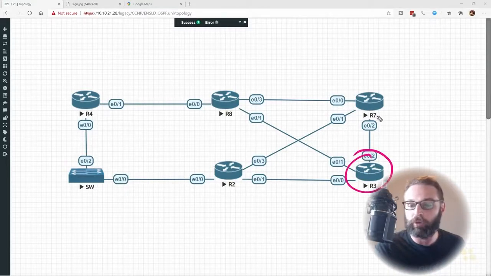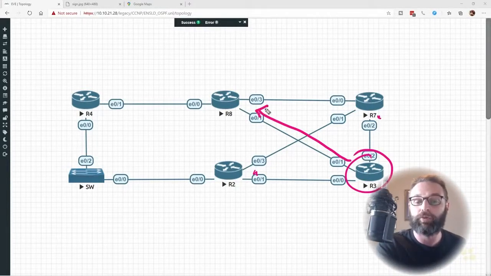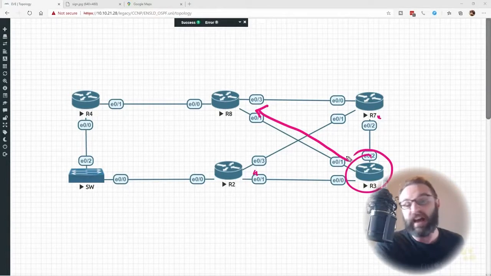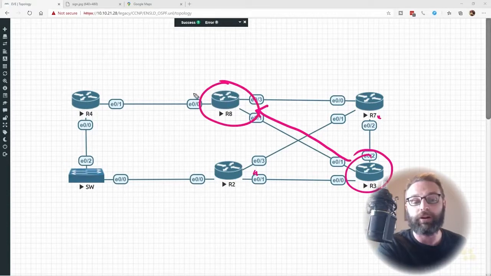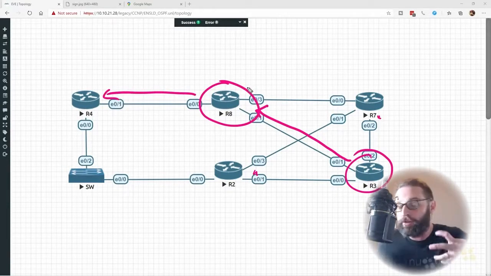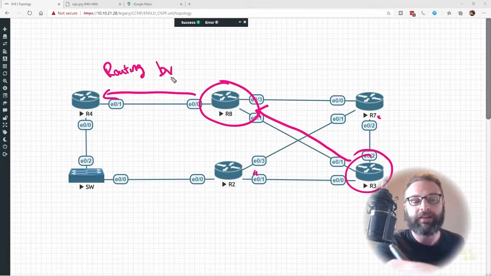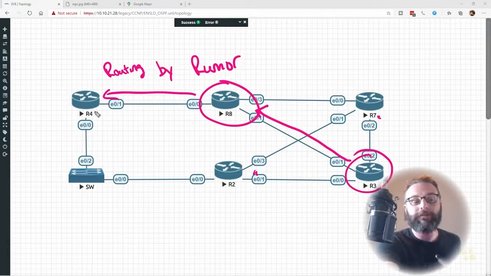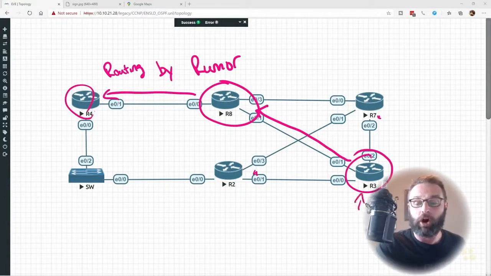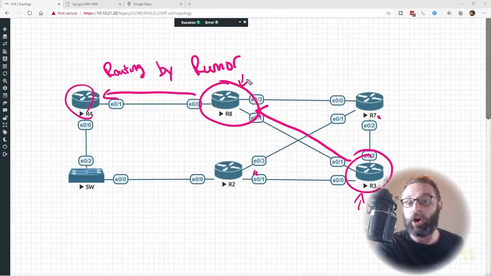R3 will learn about routes from R7 or R2, and then it will advertise those routes to R8. But all it says is, I know about these routes and they're this far away from me. Then R8 will learn about these routes and tell R4 about them. It'll say, I know about these routes and they're this far away from me. This is why distance vector protocols are often also sometimes called routing by rumor. R4 doesn't know much about what R3 knows. It just knows what R8 knows because of what it's been told by R3.